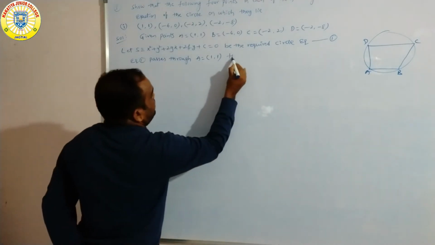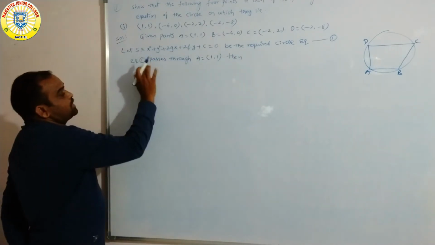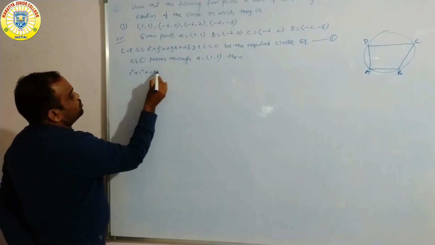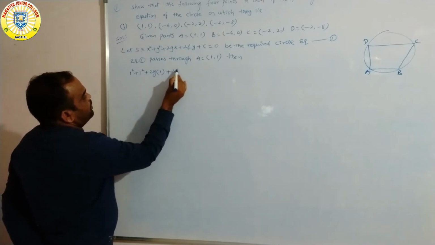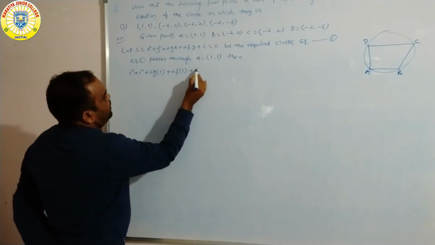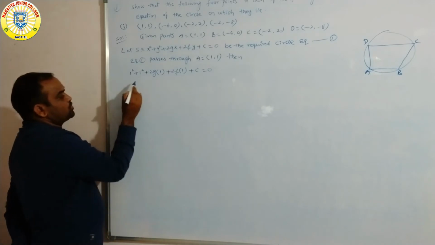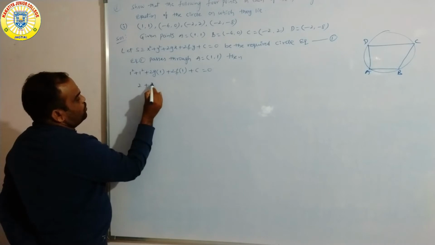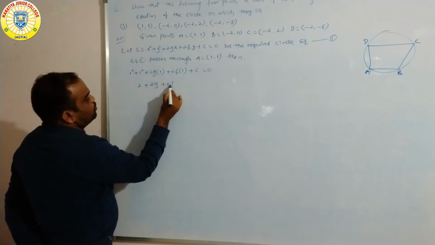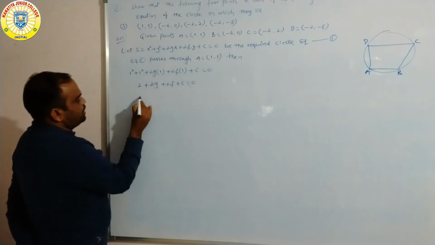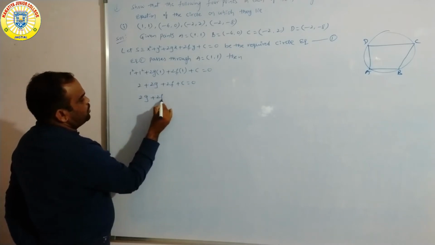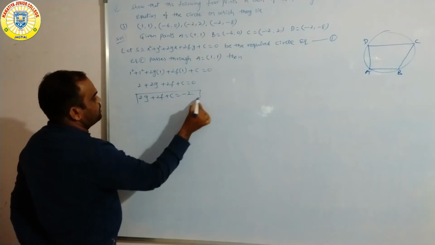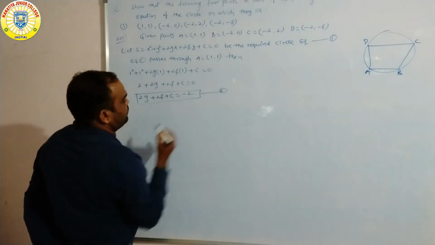So in this equation x is equal to 1 and y is equal to 1. Here 1 square plus 1 square plus 2g into 1 plus 2f into 1 plus c is equal to 0. 1 plus 1 is 2. So 2g plus 2f plus c plus 2 is equal to 0. Taking 2 to the right side, 2g plus 2f plus c is equal to minus 2. This is equation 2.